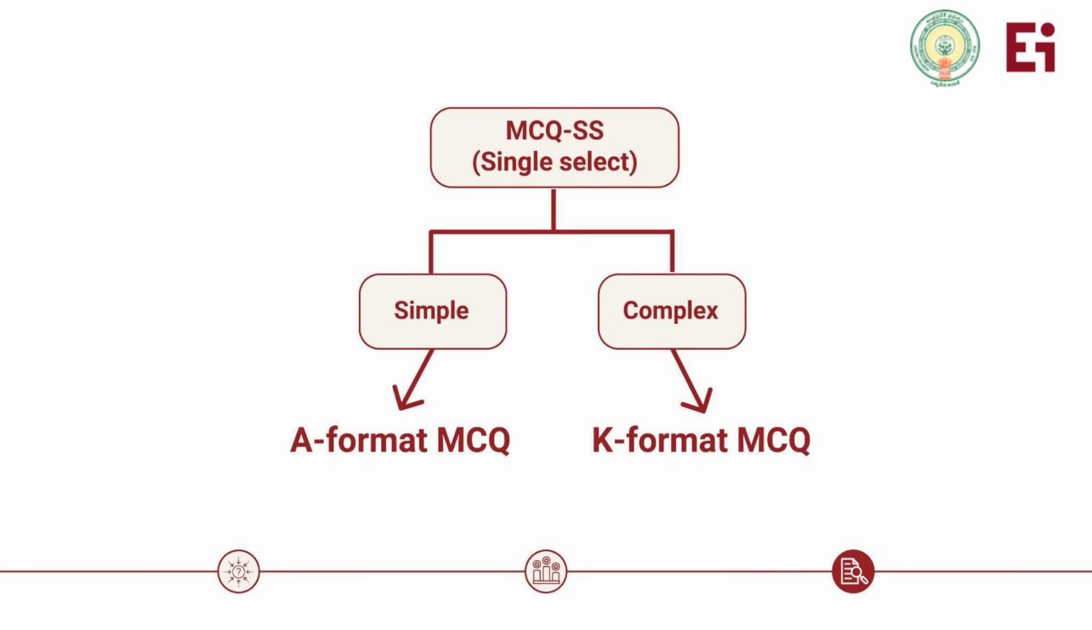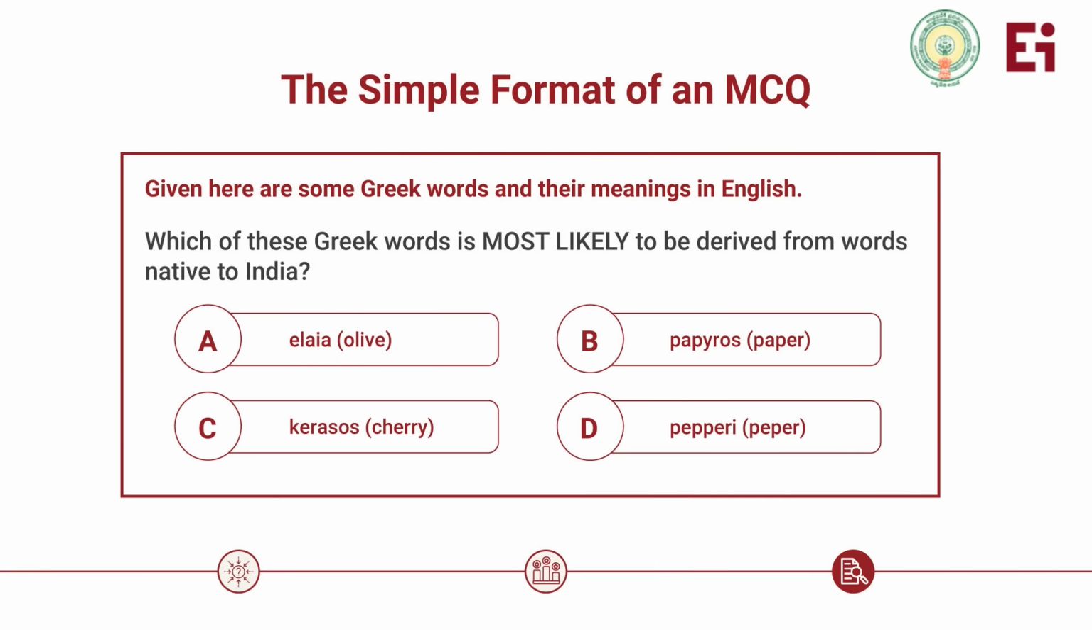Single select MCQs can be set up as a simple or a complex MCQ. The simple format is known as the A format MCQ, whereas the complex MCQ is known as the K-format MCQ. The simple format of MCQ requires students to select any one from a set of options like in the question shown here. A question that might be raised here is how many options are best to have? Though there is no consensus to this answer, the conventional practice is to have 4 options.